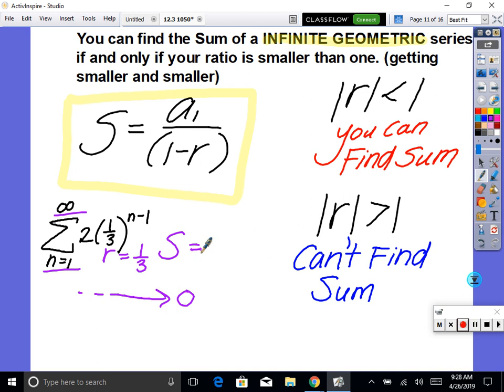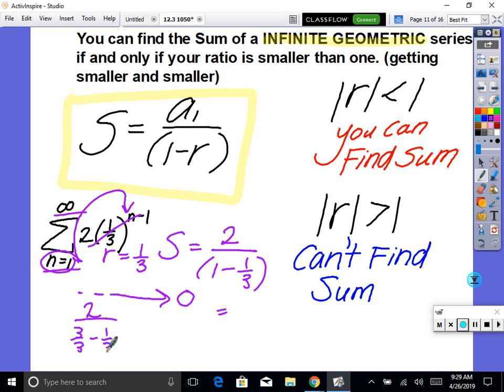So S is equal to a sub 1. Isn't a sub 1 plugging in the 1? If I plug in 1, I get 0 as an exponent, making this 1. So we get 2 all over 1 minus our r, which is a third. So our sum is 2 divided by 1 minus a third, and we get 2 divided by 3/3 minus 1/3, which is 2/3. So we get, the sum is 3. It really will add up to be 3. Pretty much. Questions on that? The sum is 3.